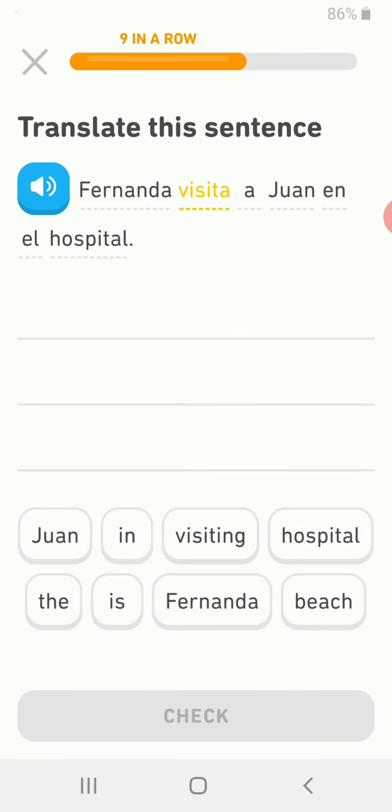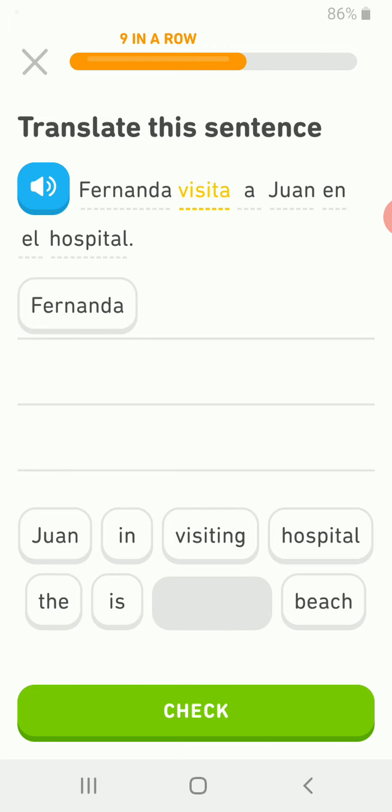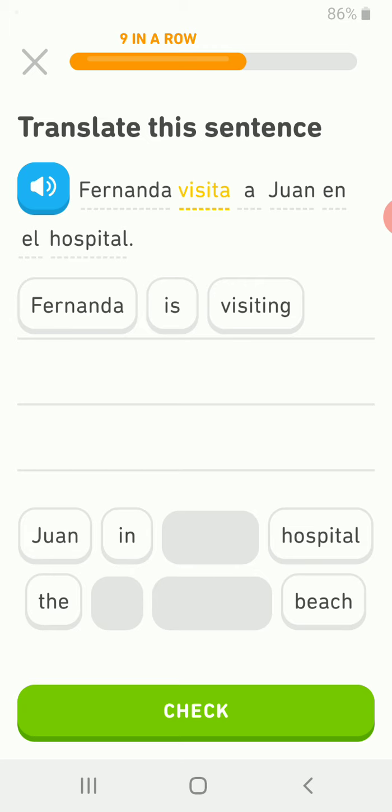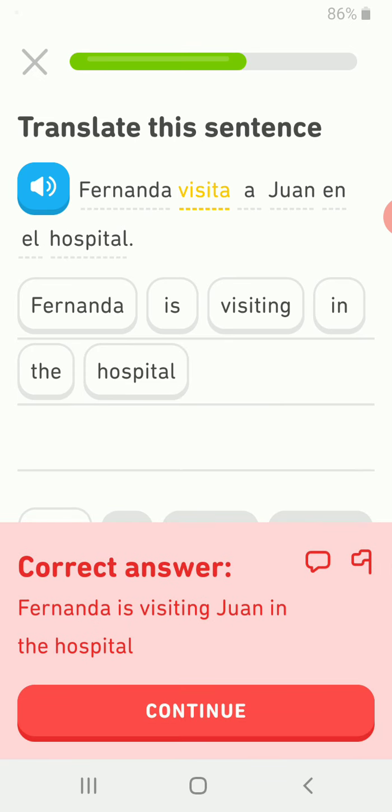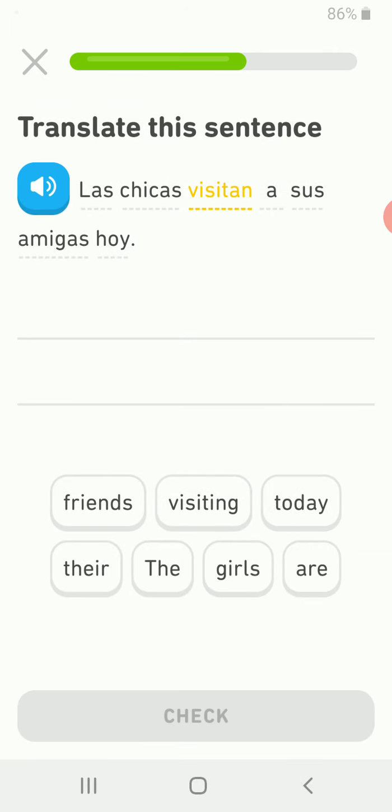Fernanda visita a Juan en el hospital. Fernanda visita a Juan en el hospital. So Fernanda is visiting. We can say it like this also. It's like present progressive. And Fernanda visita a Juan in the hospital. Las chicas visitan a sus amigas hoy.